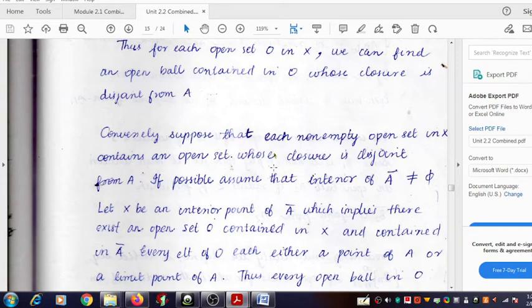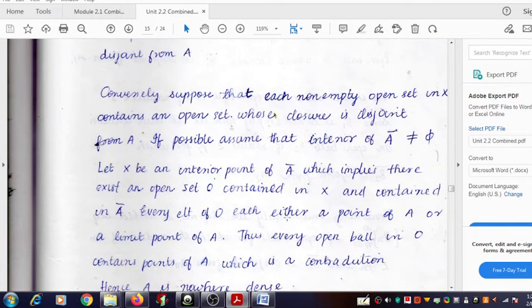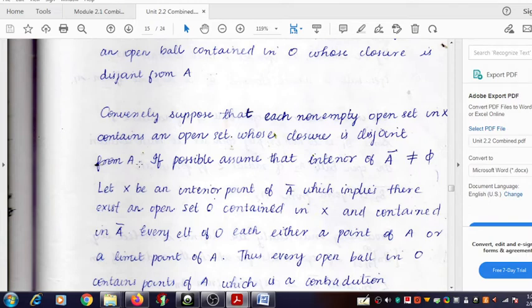It contains an open ball whose closure is disjoint from A, or whose closure avoids the set A. Then we have to show that, where A is a subset of the metric space X. At this moment, all we know about A is that it is a subset of the metric space X, and now we want to show that A is nowhere dense. We have to show by the end of this proof that A is nowhere dense.